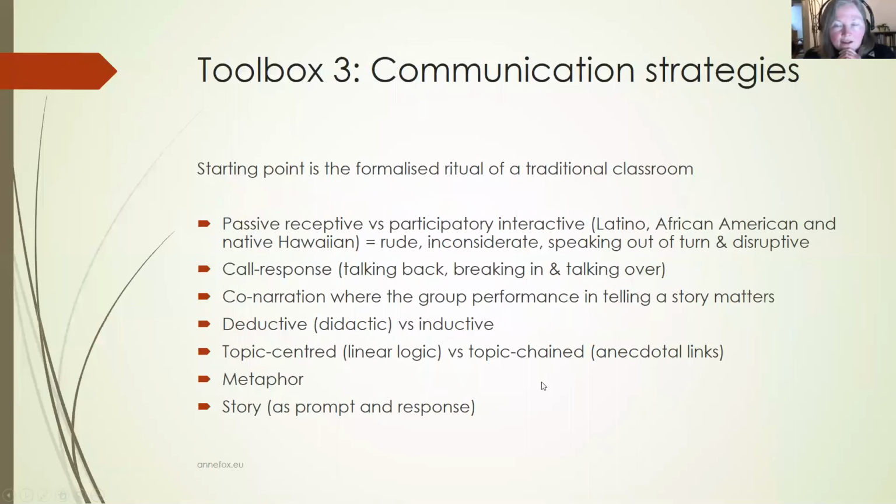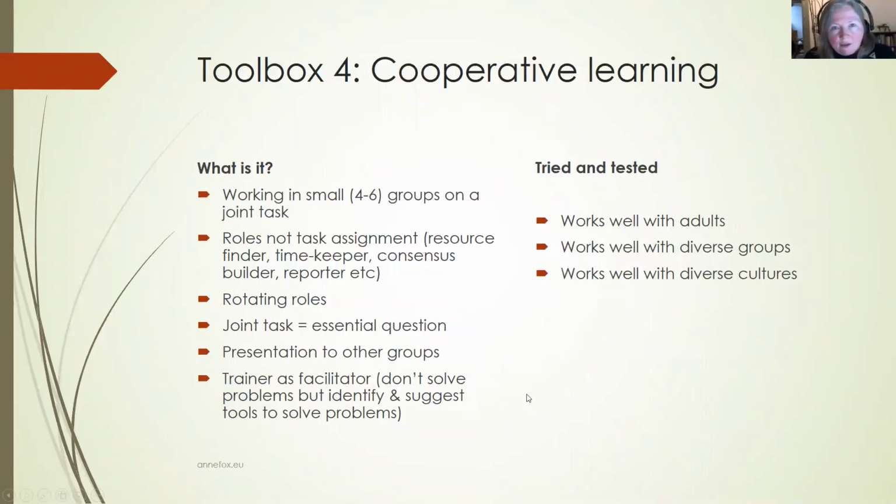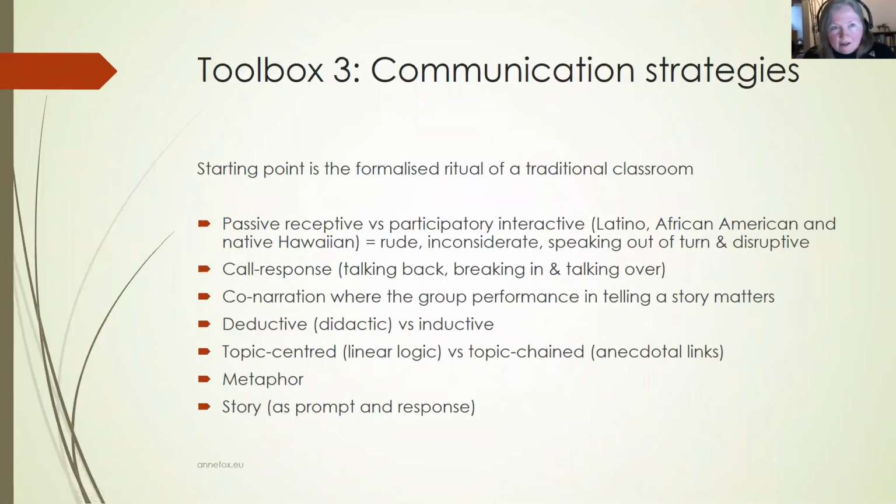One thing that I find very interesting in the literature on culturally responsive teaching is about communication strategies. Communication strategies, there's a lot been done about this. And when I say the starting point is the formalized ritual of a traditional classroom, I mean that's what we are comparing it to. Any examples for share airtime?